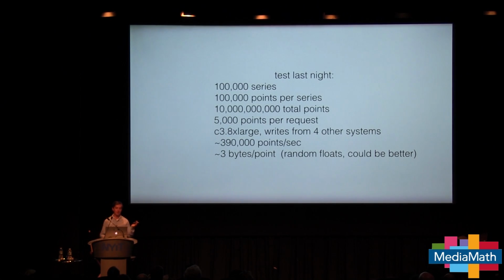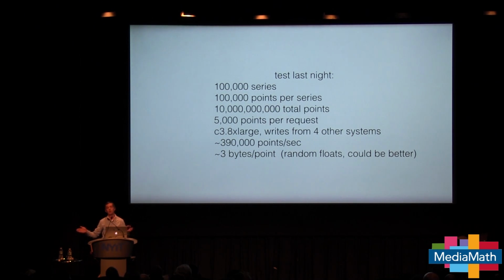So we ran a test last night. This is on early stuff. It was 100,000 separate unique series, 100,000 points per series, so it's 10 billion total points. It was on a C3 8XL in AWS, and the writes were coming from 4 different systems in AWS that were writing into it. And each of those systems had a concurrency of 10. So I guess it was 40 total writers coming at it simultaneously.